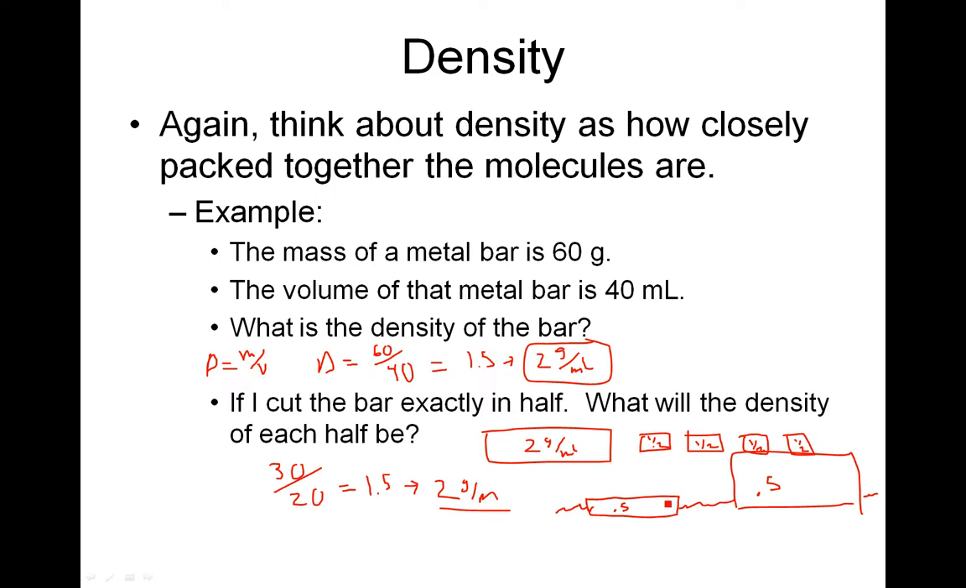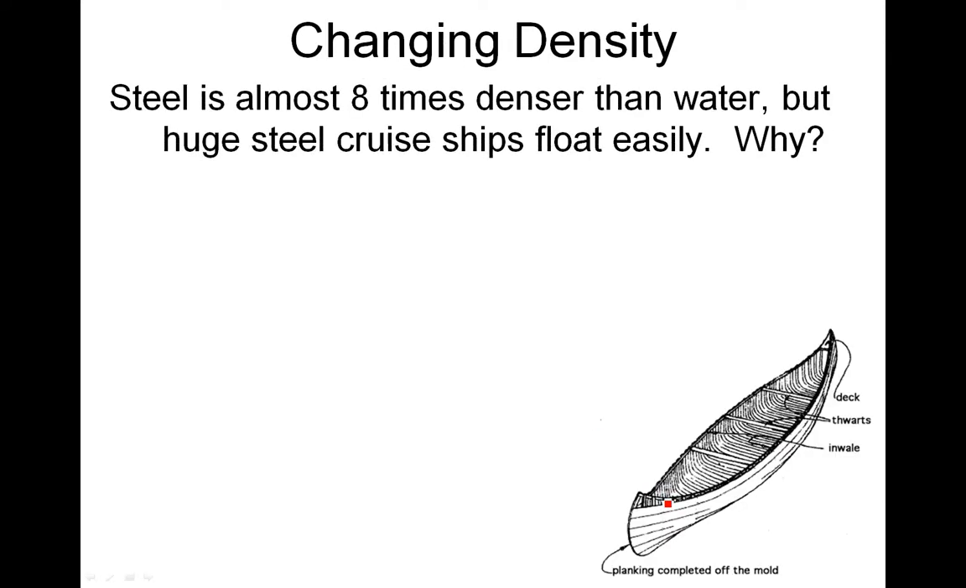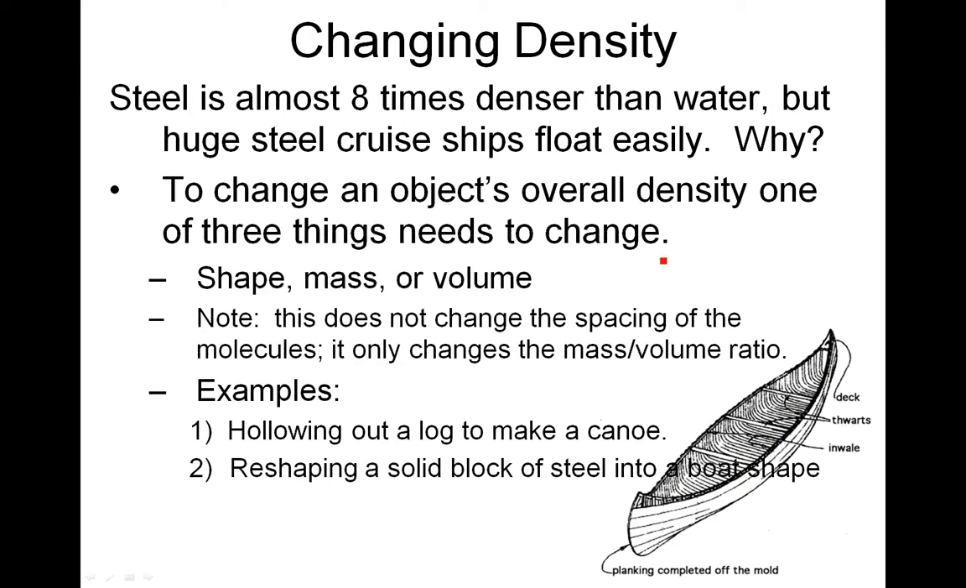Well then how does a ship float if it's made of steel? When we talk about changing the density, we need to talk about changing the overall density, so we can talk about things like ships floating. We're not talking about that molecule change. We're changing the overall density. And to change the overall density, we need to change one of 3 things. We can change the shape of the object, the mass of the object, or the volume of the object.